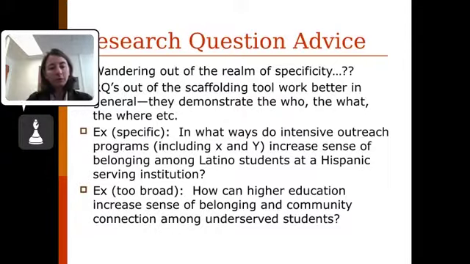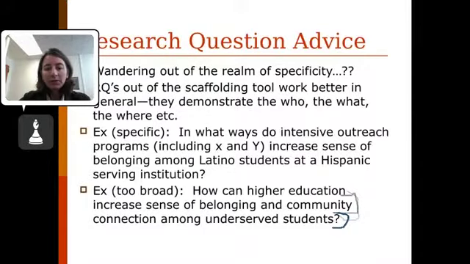Potential problem number 2 for a pilot study is that it states sense of belonging and community connection. You could maybe get at both of these constructs in a pilot study, but you may want to think about narrowing to only one of them.